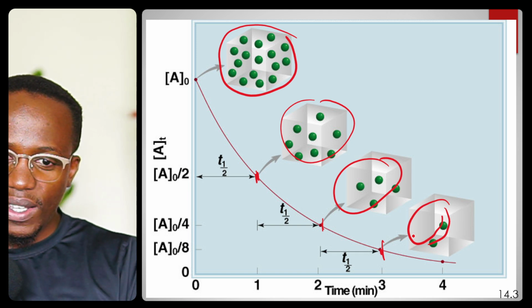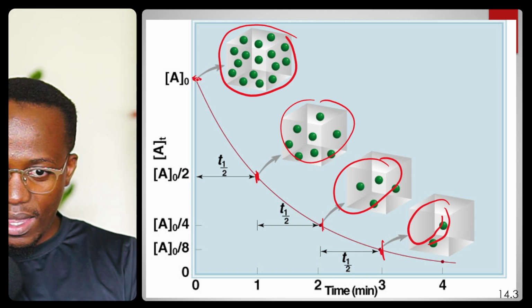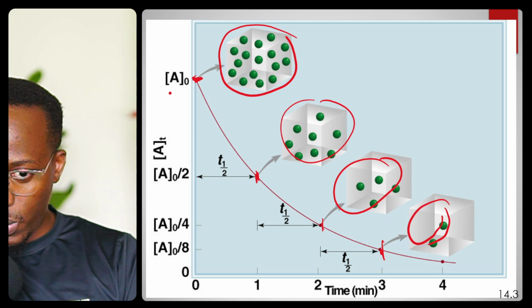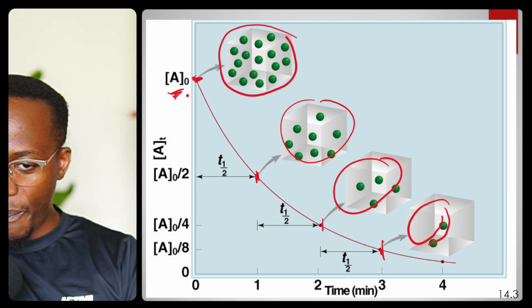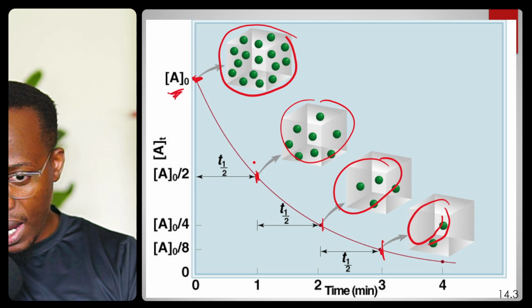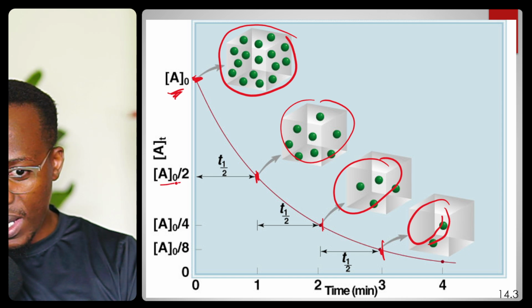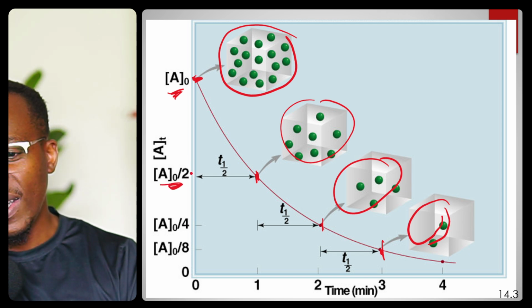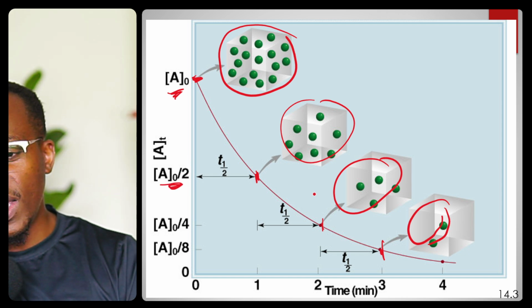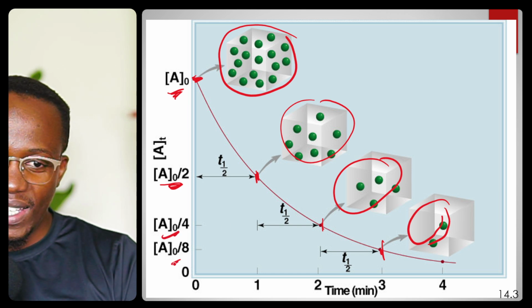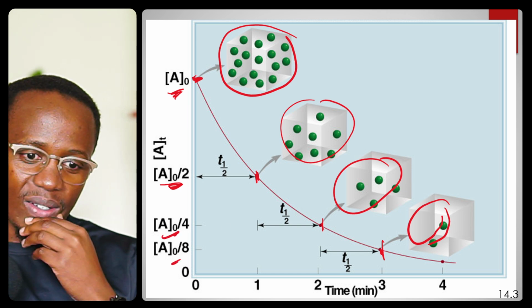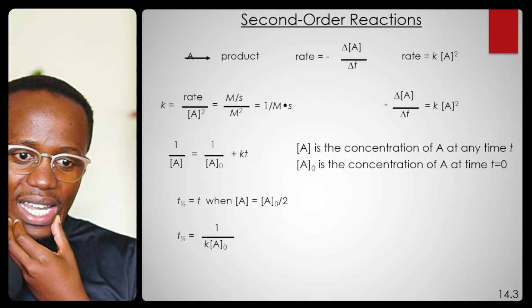That makes sense. So A0, as we already saw, is the initial amount, right? And then after one half life, what do we have? A0 over 2, right? That's the concentration. And then after another half life, A0 over 4. After another half life, A0 over 8. Get me now? So that is that.